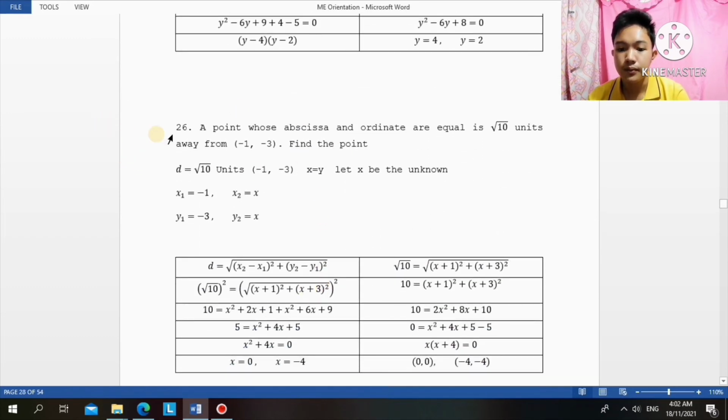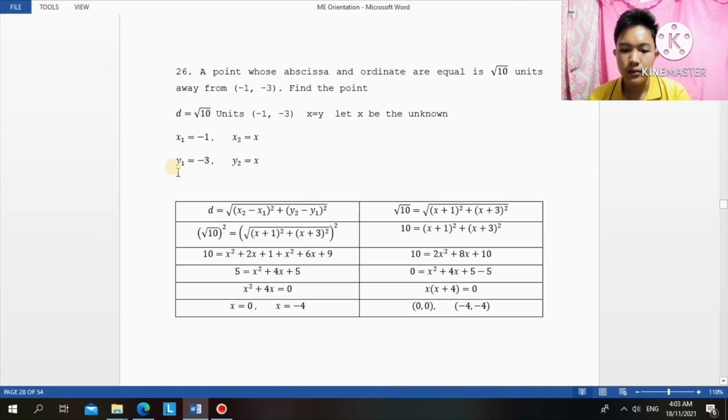Number 26. A point whose abscissa and ordinate are equal is the square root of 10 units away from (negative 1, negative 3). Find the point. So d is equal to the square root of 10 units. Our point is (negative 1, negative 3). So x is equal to y. Since they are both equal, let x be the unknown. So our x sub 1 is equal to negative 1 and y sub 1 is equal to negative 3. Our x sub 2 is equal to x, then y sub 2 is equal to x since they are equal.